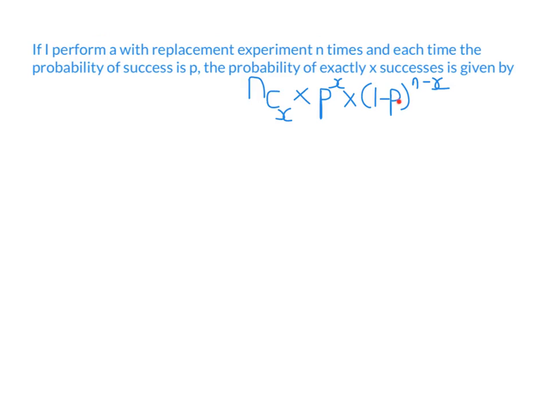So this is the formula for the binomial distribution. n is the number of trials you perform, like the number of times you toss a coin or roll a die or whatever. x is the number of times you want something to happen. p is the probability that it happens each go. And of course, 1 minus p is just 1 minus that probability.